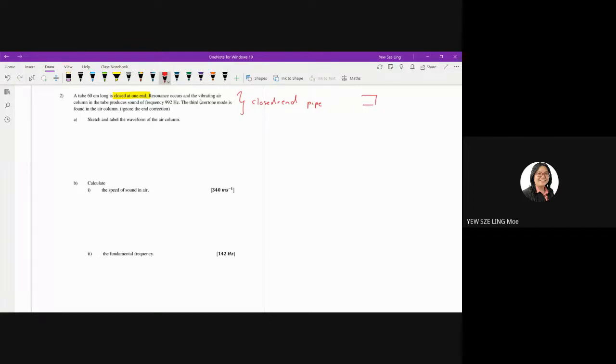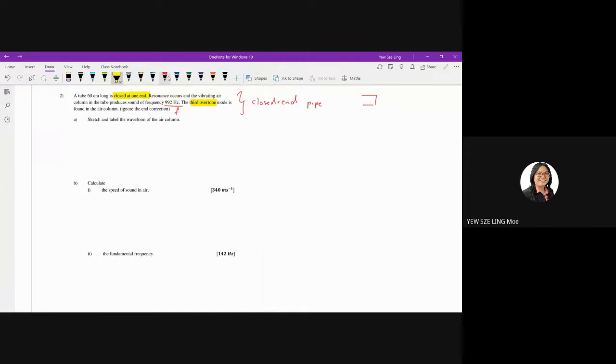Resonance occurs and a vibrating air column in the tube produces sound of frequency 992 Hz. So we have the frequency here. And the third overtone mode is found in the air column. So now you have the third overtone. How are we going to sketch the diagram?